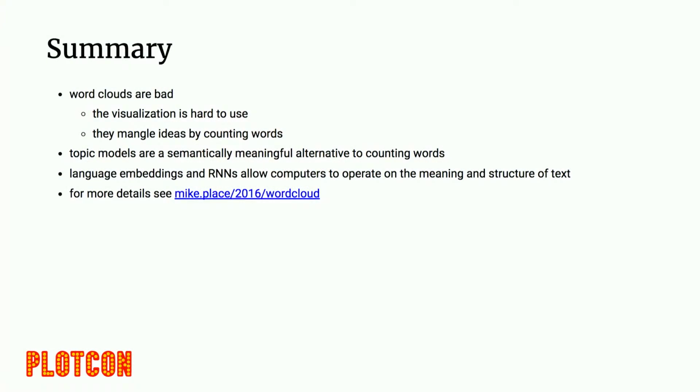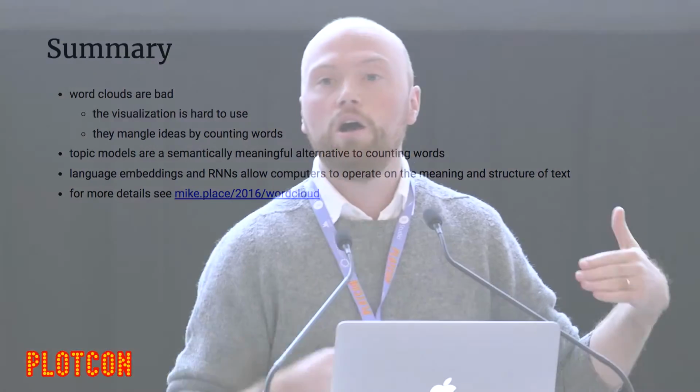Topic models are a more semantically meaningful alternative to that. It doesn't count words, it measures the relative importance of topics. And that, I would argue, is what we usually mean more often when we're comparing documents. Language embeddings and RNNs allow computers to operate on the meaning and structure of text. So we can bust out the traditional arsenal of machine learning tools to teach the machine which sentences are most important.